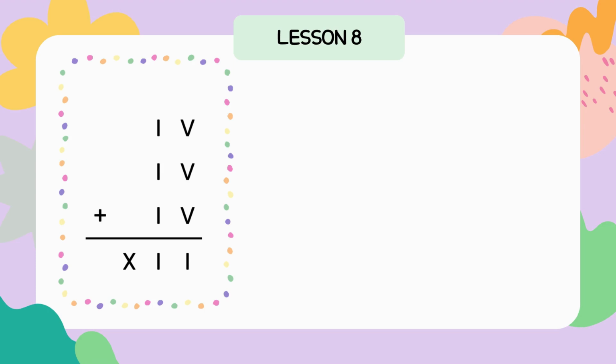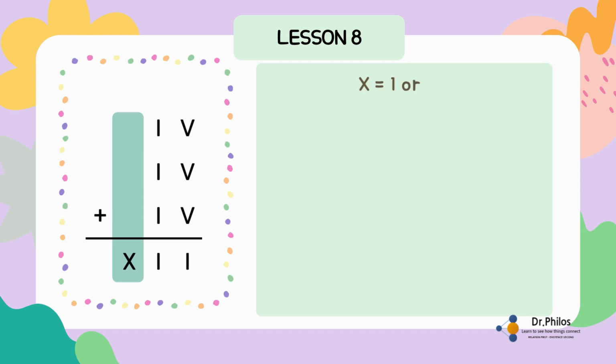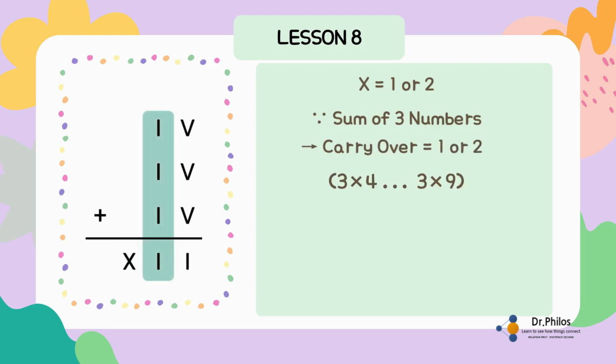I solved it. Please share what you observed for each place value and how you solved it. X in the hundreds place is 1 or 2. Since we added 3 numbers to get a carryover, if we think about 3 times 4 up to 3 times 9, the carryover can be 1 or 2.